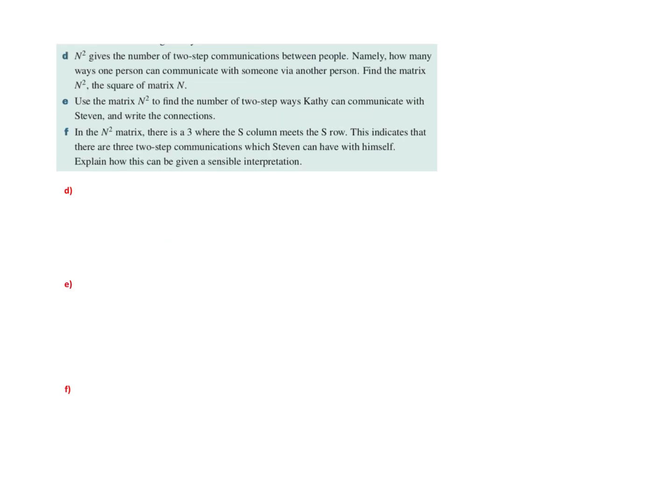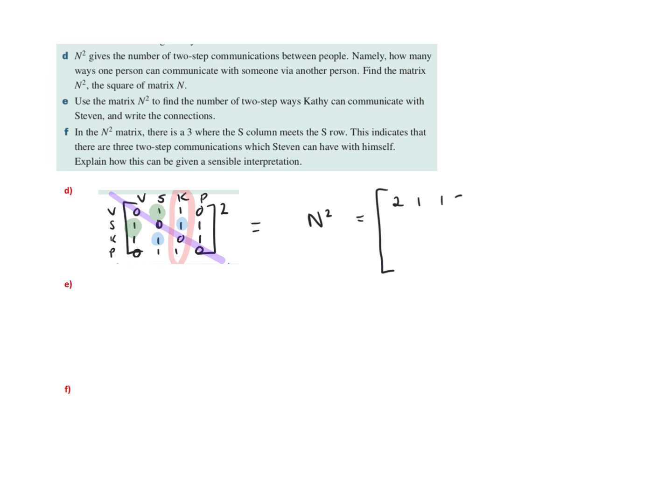All right, so we got asked to do that, and now it says N squared gives the number of 2-step communications, which we know. So we're going to do this in the calculator. I want you guys to give it a go, and let's have a look at what that is before we answer those questions. We've done that on our calculator and we squared it, and what we got was 2, 1, 1, 2, 1, 3, 2, 1, 1, 2, 3, 1, 2, 1, 1, 2. And it says, namely, how many ways can one person communicate with someone else via a person? Find in N2. For me this was Vicky, Stephen, Kathy, and Paul.